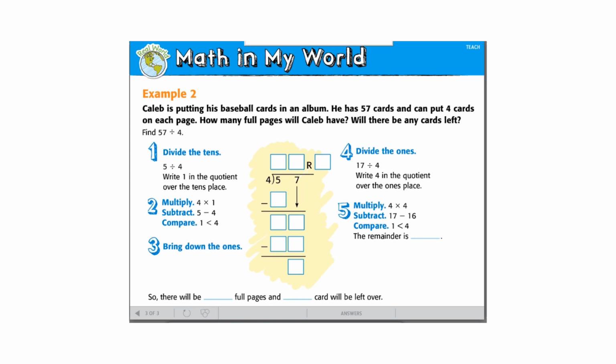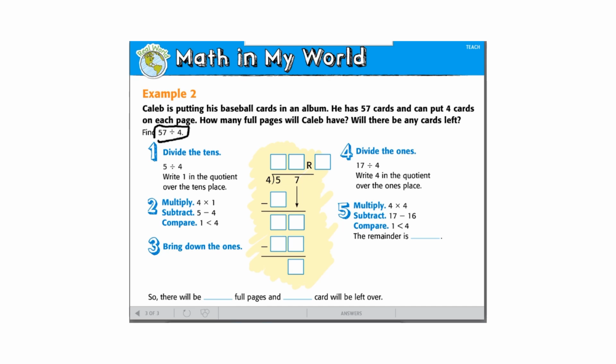Example number 2. Caleb is putting his baseball cards in an album. He has 57 cards, and he can put 4 on each page. How many pages will Caleb have, and will there be any cards left over? So our division problem, they've written it here for you, is 57, which is the total number of cards, divided by 4, because he can put 4 on a page. Because the question was, how many pages will he fill up?